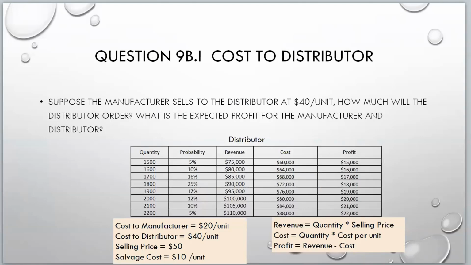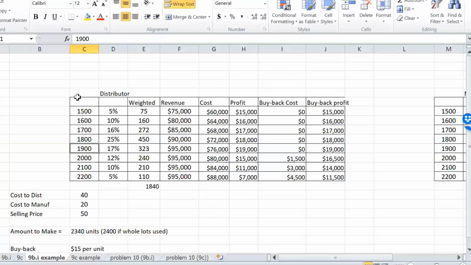So in this example, let me bring up, for some reason it didn't make it in my presentation. In this example here, the distributor will order 1,840 units because this is the most likely amount of units that he will sell.